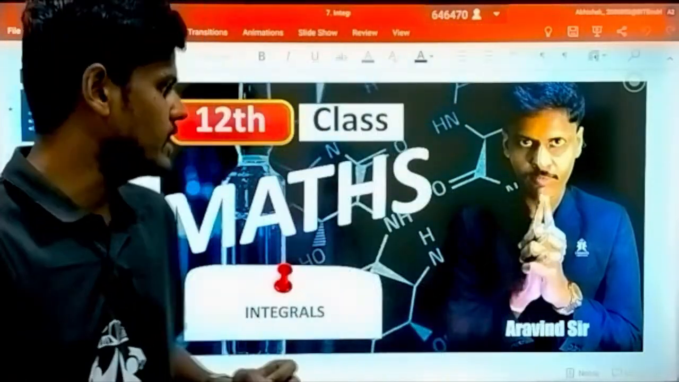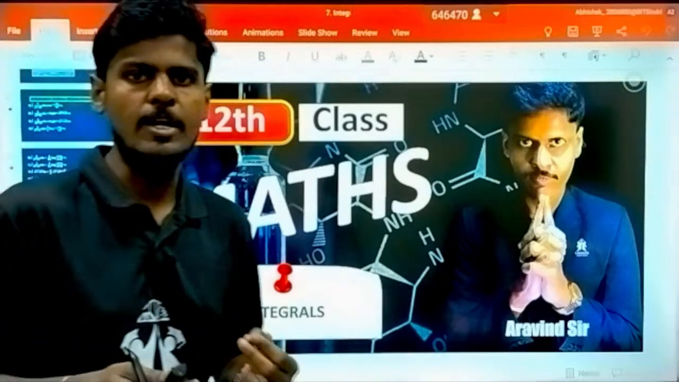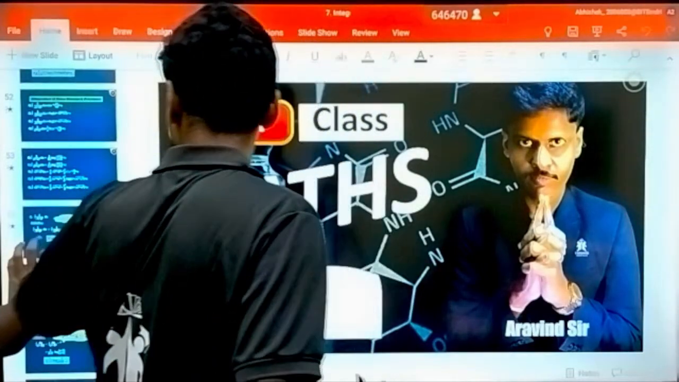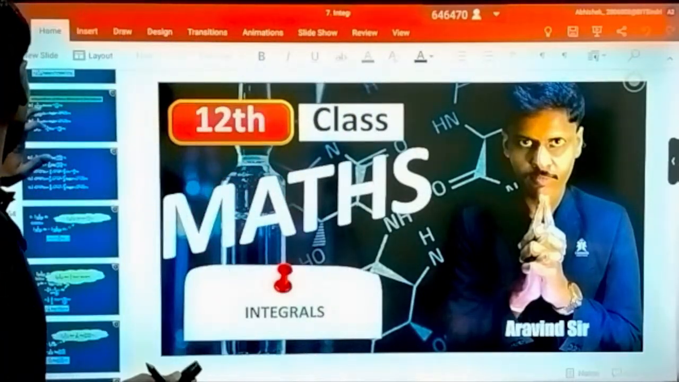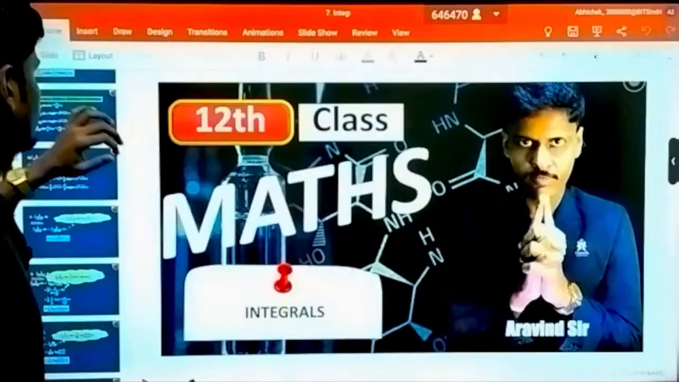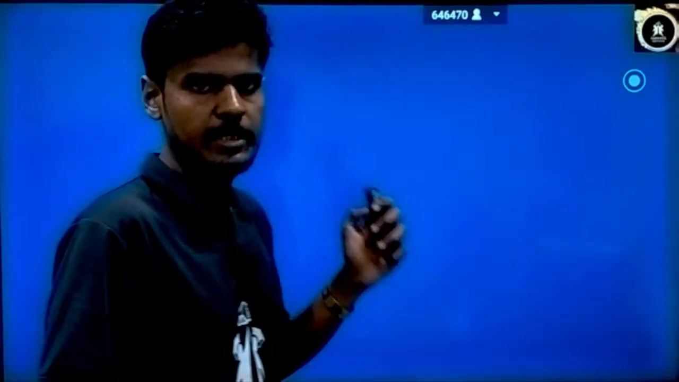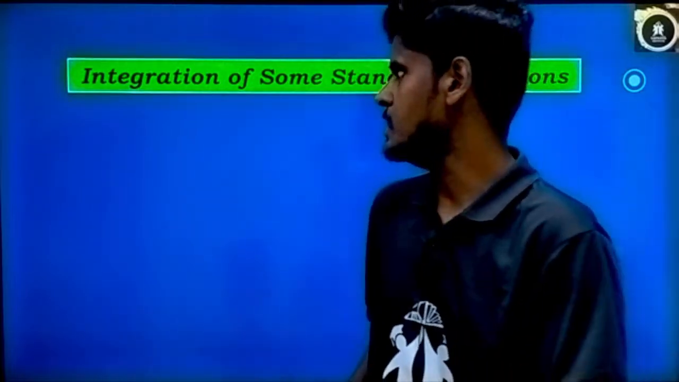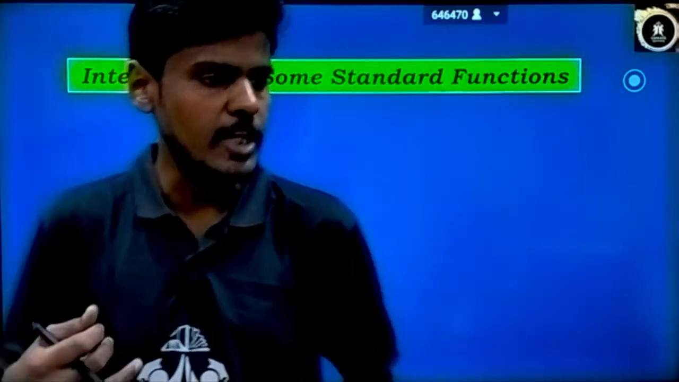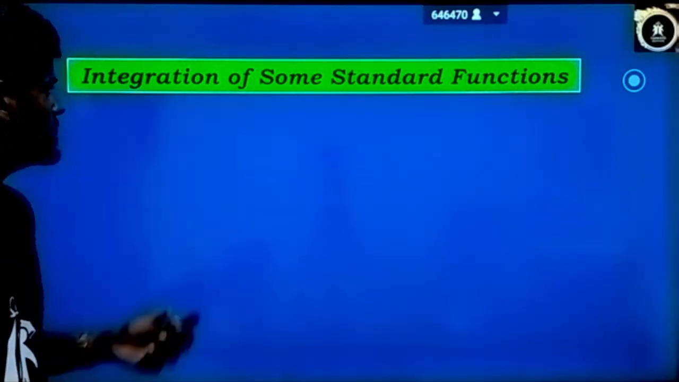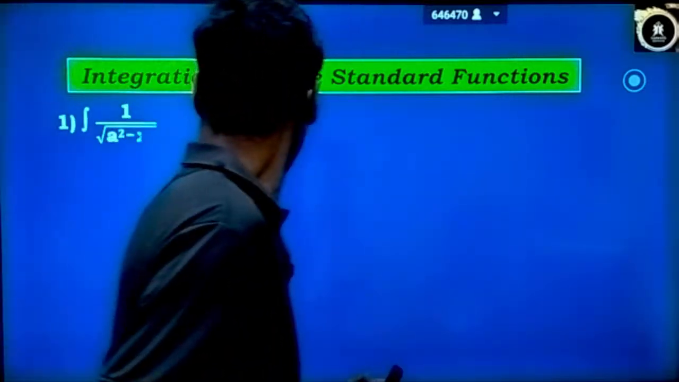Okay, now we will continue with the next topic. We will again learn some more formulas for integrals. In the last class, we discussed some problems related to the substitution method of integration, and now we will again learn some more formulas for integration, integrals of some standard functions.